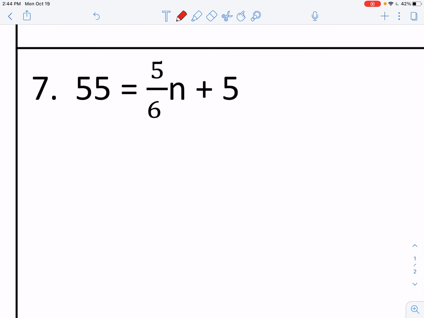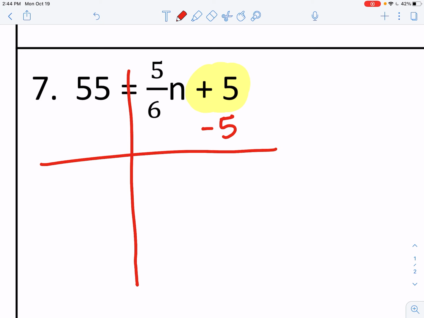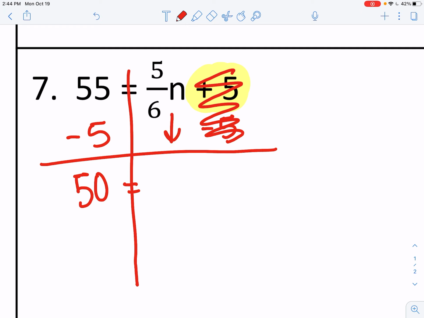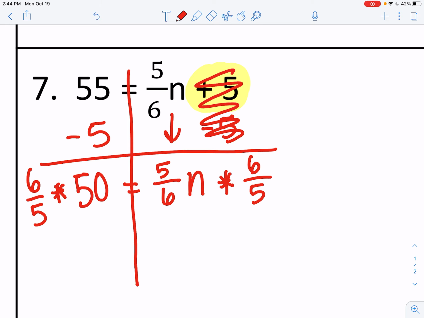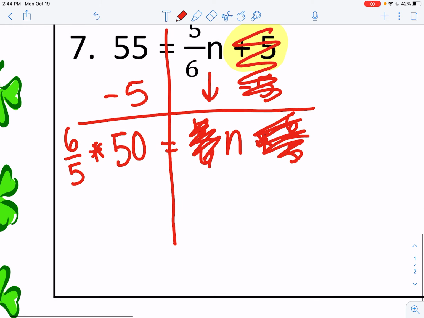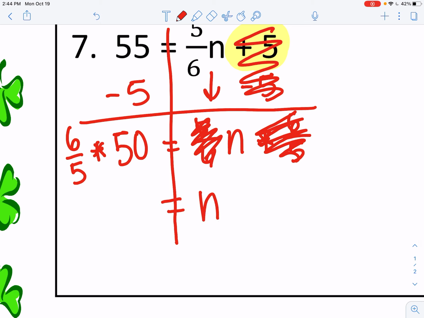Number 7, 55 equals 5/6 n plus 5. So in this case, it is in a different order, but it does not mean it's different. So we are taking away that positive 5 by subtracting 5 from both sides. You get 50, bring down 5/6 n. Again, because we have a fractional coefficient, we have to multiply by the reciprocal, which is the flipped version of the fraction, and then we'll be able to get n by itself.